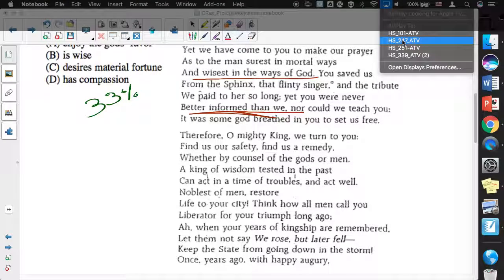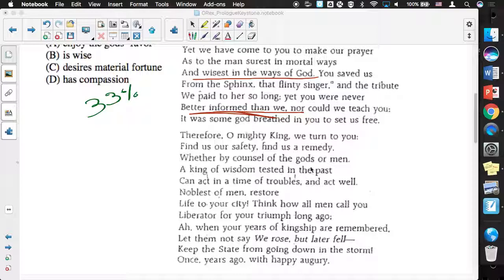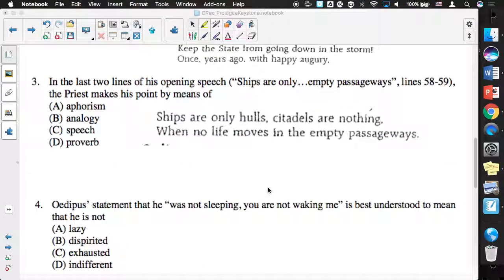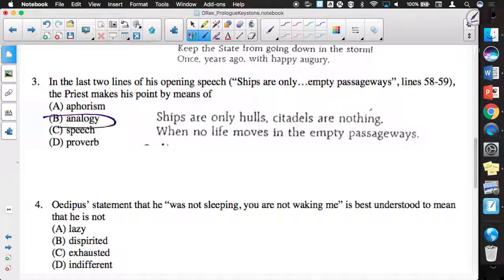Try this one more. So for this one, we're going analogy. Comparison: "ships are only hulls, citadels are nothing when no life moves in the empty passageways." So comparing an empty ship or an empty citadel to a city where there is not anyone left, you're not going to be governing over anything at all.